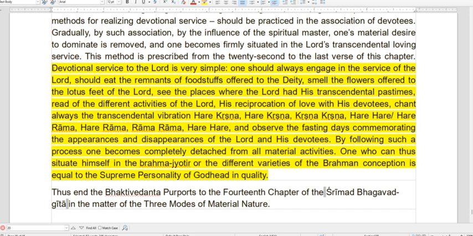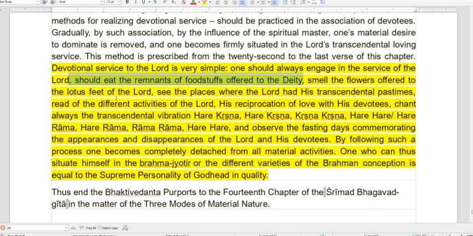Now, we have to do Bhakti Yoga. This whole section will explain. But devotional service to the Lord is very simple. One should always engage in the service of the Lord. One should eat the remnants of the food offered to the deity. This we discussed a lot, right? How to overcome the food which is in the mode of Sattva Guna: overcome it by offering it to the Lord, and it becomes prasadam, and then it transcends the three modes.